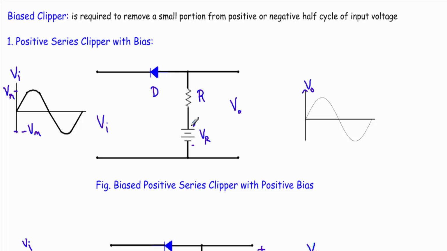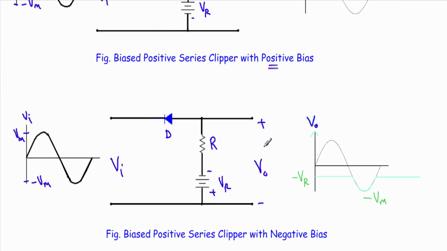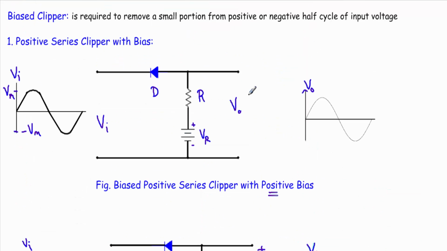Here our reference voltage is plus VR, therefore this is our biased positive series clipper with positive bias. And if our bias voltage is connected like this, that means we are applying minus VR here, then that will be known as biased positive series clipper with negative bias. At first I will talk about the series clipper with bias.